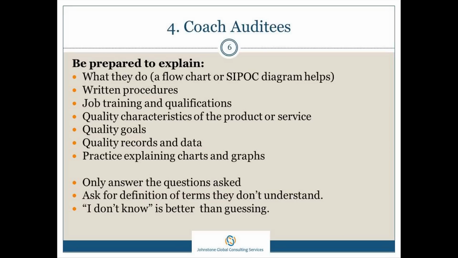Each auditee should be prepared to explain what they do. A flowchart or SIPOC is really handy for this. They should have their written procedures available to them and out so that they can share them with the auditor. They should be able to describe what job training they might have had or what qualifications are required to do this job. They really need to know the quality characteristics of the product or service that they provide, and they should know their department quality goals and how they're doing to those goals.